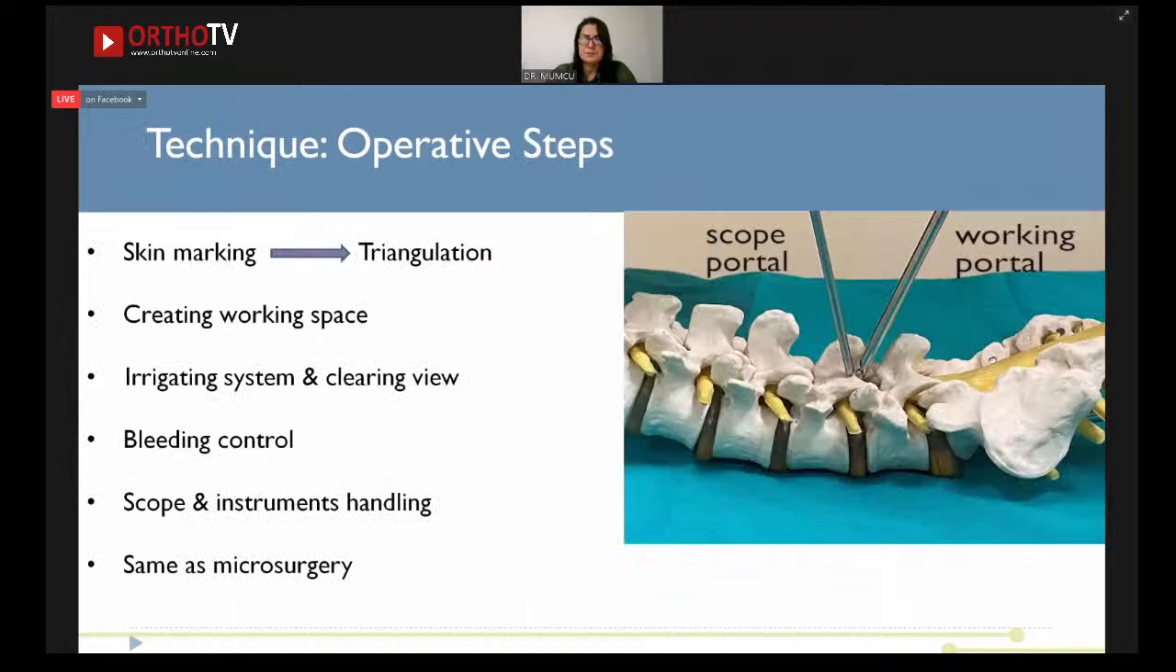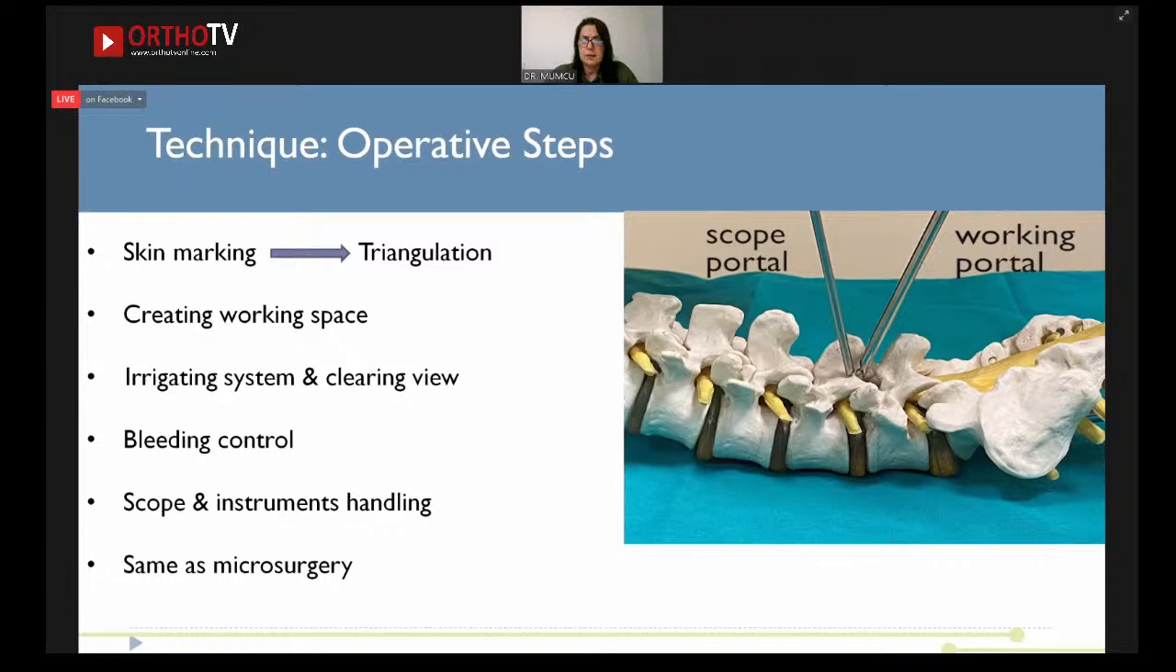The next issue I'd like to focus on is the technique. Here, you can see the operative steps. First one is skin marking, which is the basis for UBE. There are two portals. One is the working portal. The other is the scope portal. These two portals must create a triangle above the lamina, which is very crucial.